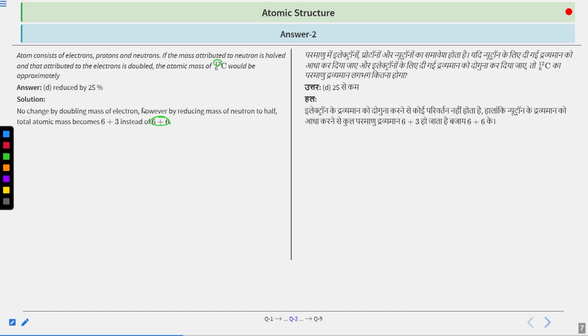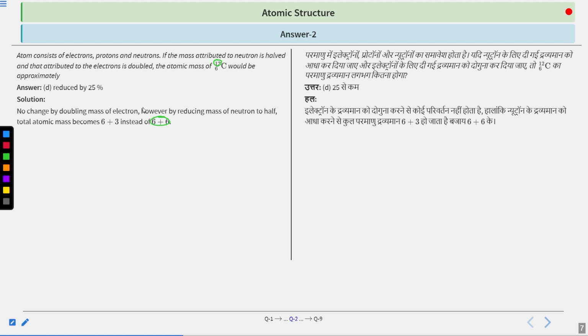Now we are doing two things. First of all, we are doubling the mass of the electron, and second, we are keeping the mass of the neutron half, taking half of the initial value. Since the contribution from the electron is very, very less compared to the proton and neutron, you must have studied multiple times that the mass of the electron is negligible. For that reason, the change we have made in the mass of the electron has almost negligible effect on the mass of the overall atom.